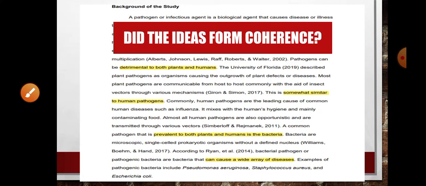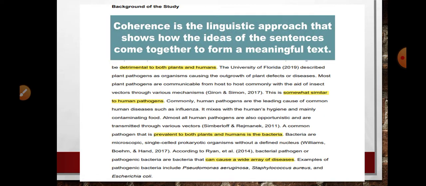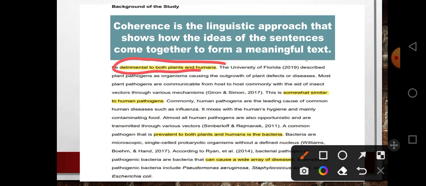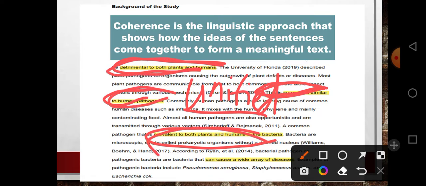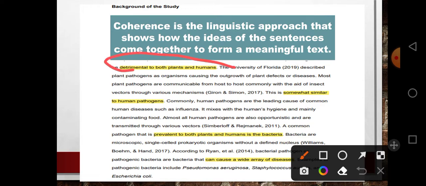The ideas formed coherence. And when we say coherence, class, coherence is actually a kind of linguistic approach that shows how the ideas of the sentences come together to form a meaningful text. Okay? So meaning to say, class, it shows how the sentences come together so that they can form a unified sense. Okay? Coherence shows how the ideas are connected or related to one another. So in our example here, we connected our ideas to show coherence.